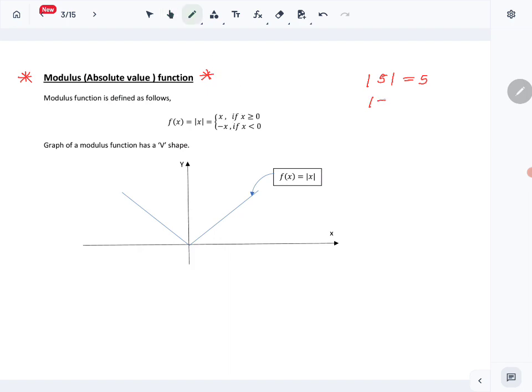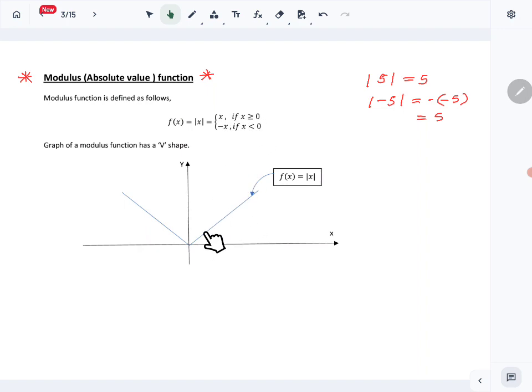But what happens if it is negative 5? I want positive 5 as the answer, no? So then the inside part I have to multiply by a minus sign to make it positive. So when x is negative, what is the expression? Now x is negative, no? I want a positive answer, then I have to multiply by what? A minus sign. So the modulus function has two parts. It's a piecewise function. First part is for positive values, second part is for negative values.